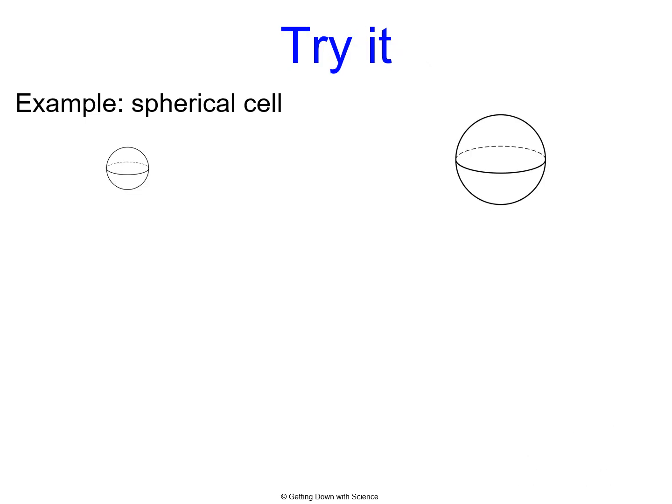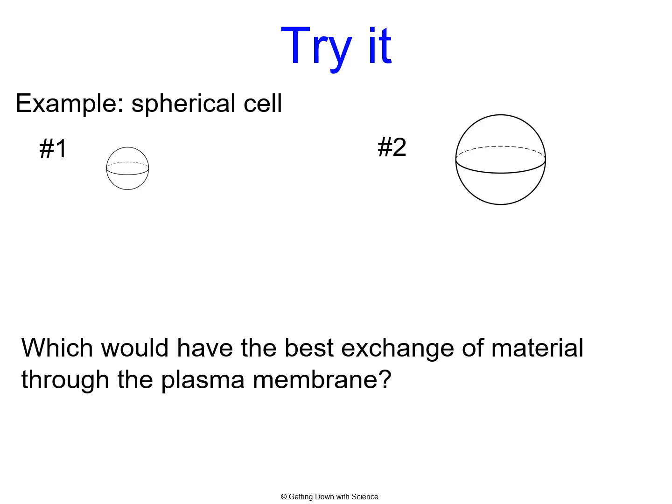Okay, so now that you know the formula for calculating the surface area to volume ratio for a spherical cell, let's try this example. So similar to our previous example with our cuboidal cell, we're going to try to determine which of these two cells is more efficient at exchanging materials across the cell membrane. So here we have cell 1 and we have cell 2.